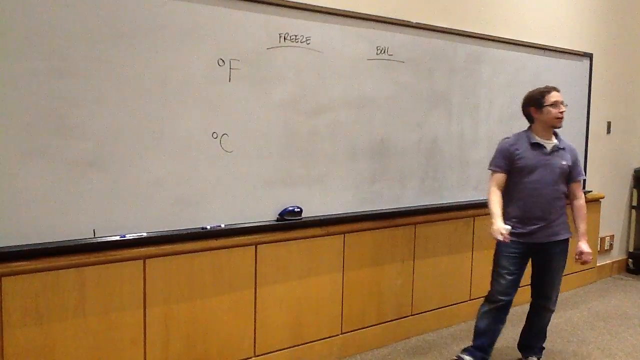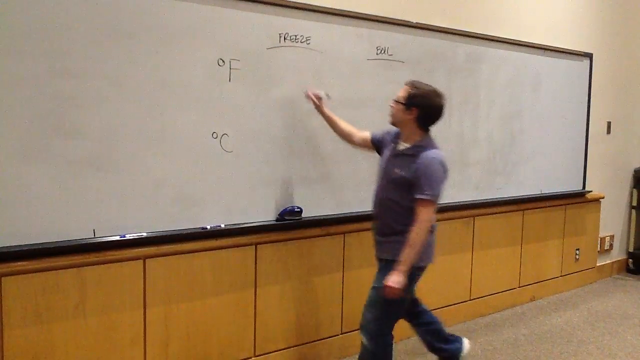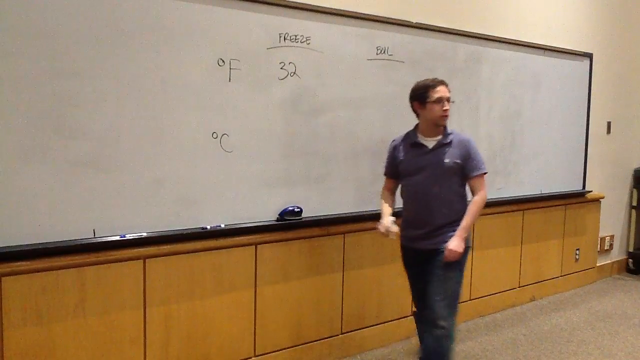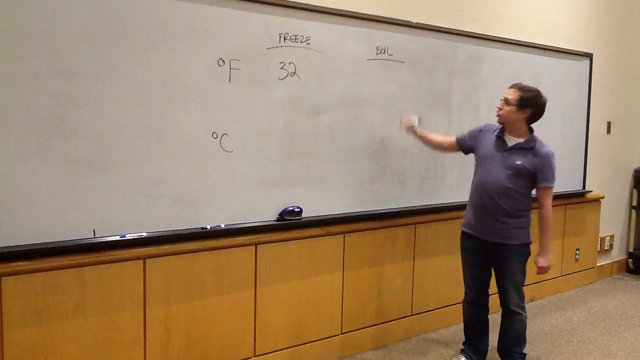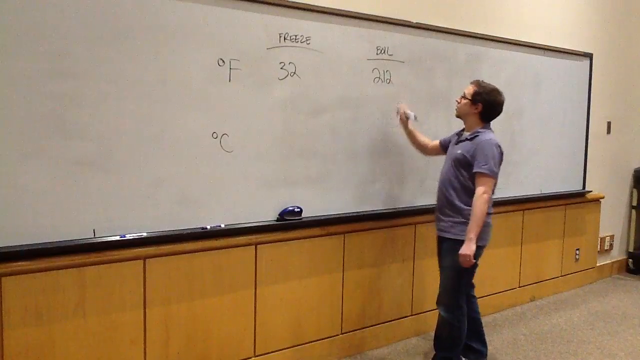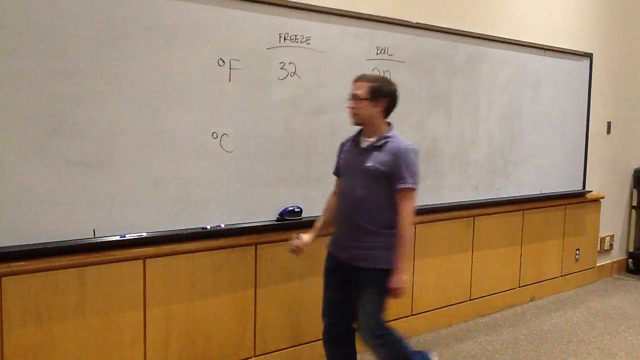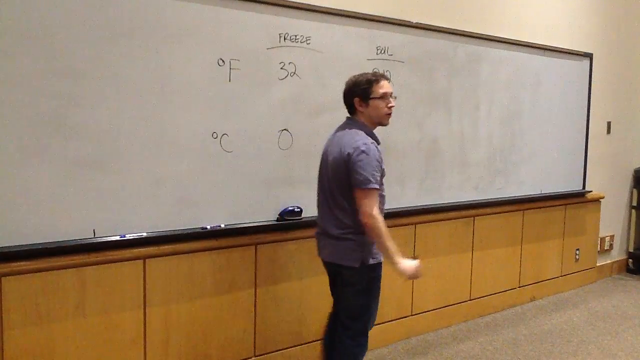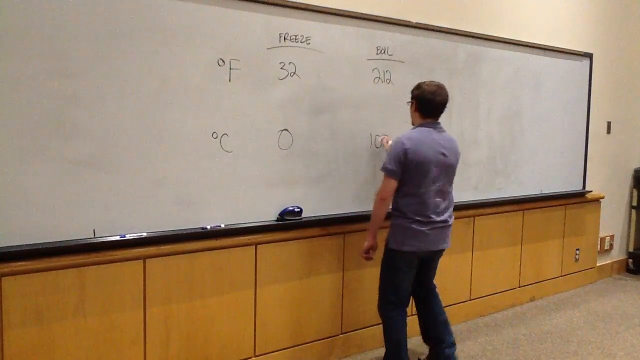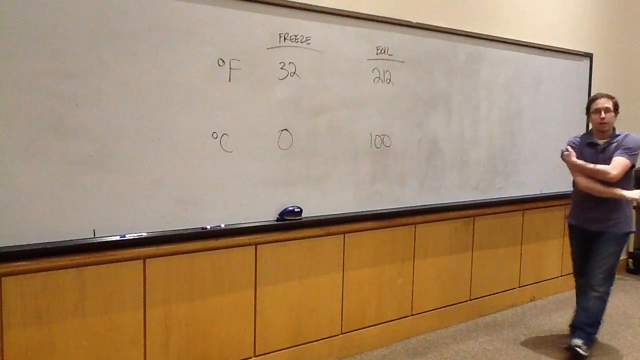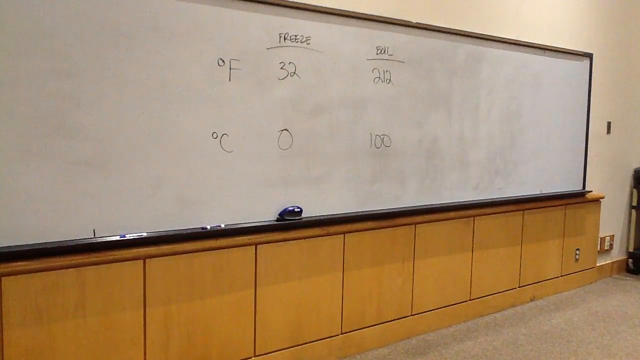What temperature Fahrenheit does water freeze? 32. And what temperature does it boil? 212 degrees Fahrenheit. Okay. For Celsius, what temperature does it freeze? 0. And what temperature does it boil? 100. Awesome. Okay. So remember for this, really the big thing to take away is there are two formulas you can use to convert between Fahrenheit and Celsius.